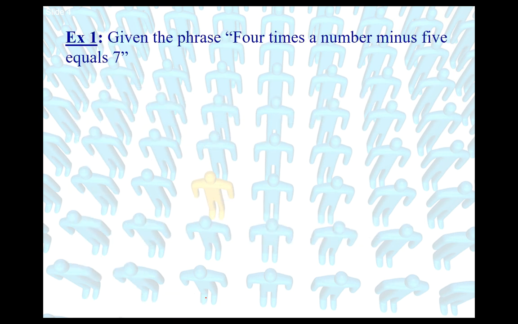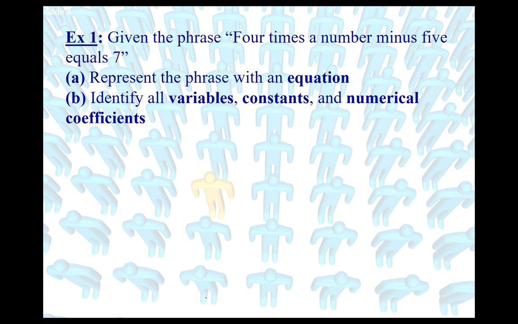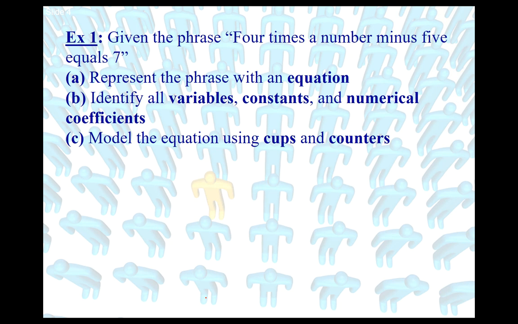Okay, so let's do an example. It says, given the phrase 4 times a number minus 5 equals 7, I want to A, represent the phrase as an equation, B, identify all variables, constants, and numerical coefficients, C, model the equation using cups and counters, and D, illustrate the equation using another modeling technique, this time dealing with algebra tiles.